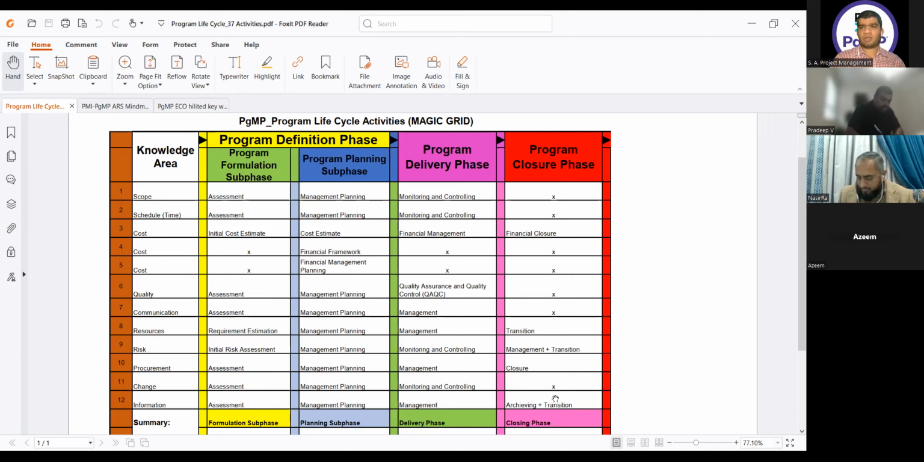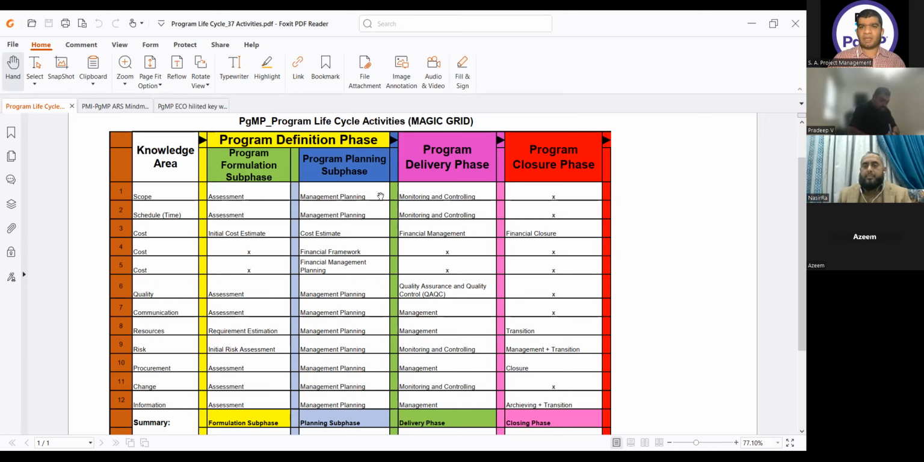So this completes your magic grid. Everybody should check that in the formulation phase we have 10 activities. Out of these 10, 8 are assessments and 2 are estimations: initial cost estimate and requirement estimation. If anyone doesn't have 10 activities, please unmute yourself. If everybody has 10 activities, just give a thumbs up, then it's okay. 10 activities, 8 assessments, 2 estimates.